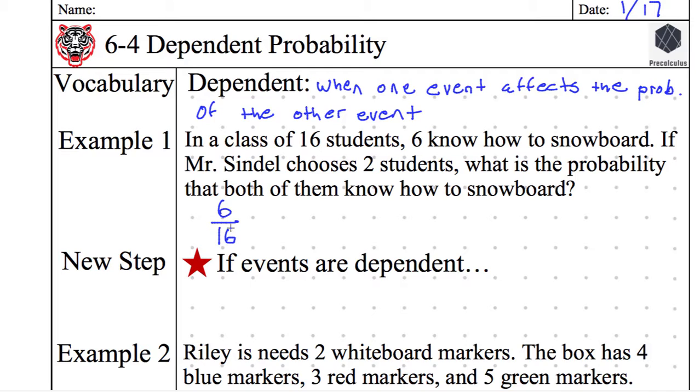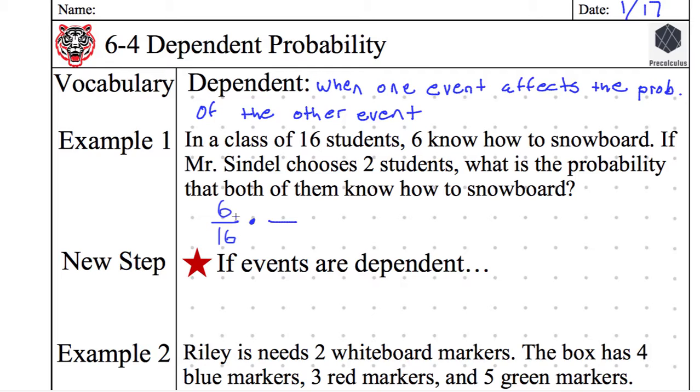And then I'm going to choose another student after that. So it's this student and another student. Do you remember what and means? Is it multiply, divide, subtract, add? And means multiply. So I'm going to multiply this by the second probability. Alright, well, after I've chosen a student, the chance of that happening is 6 out of 16.